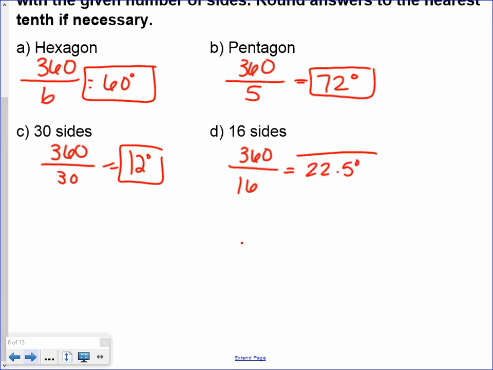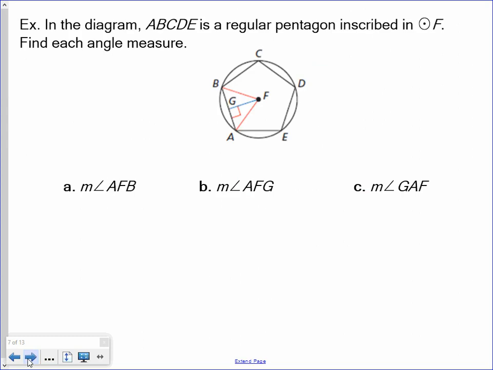Okay, and that's going to be helpful in a little bit. We have to start solving a little bit of trigonometry stuff, because they come back into our lives just for a brief moment today. Okay. So on this problem right here, it says in diagram, ABCDE is a regular pentagon inscribed in circle F. That's not terribly important. Find each angle measure.